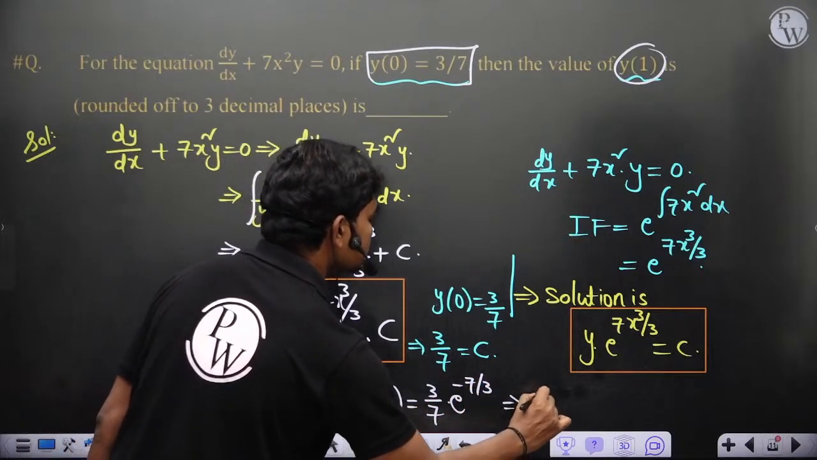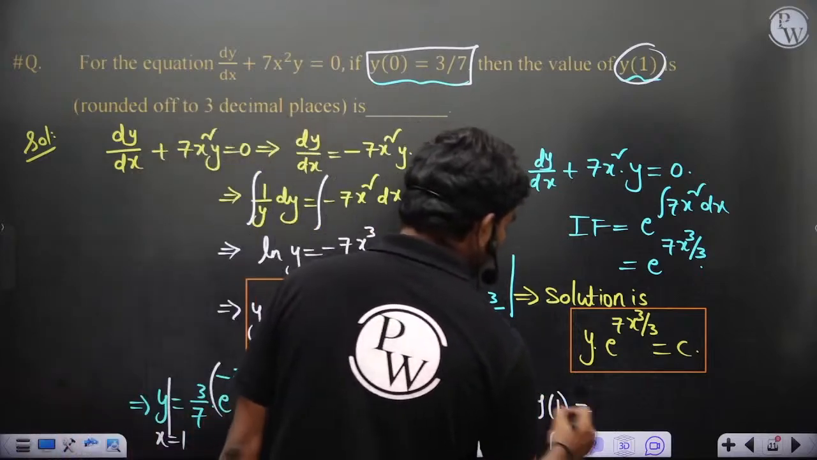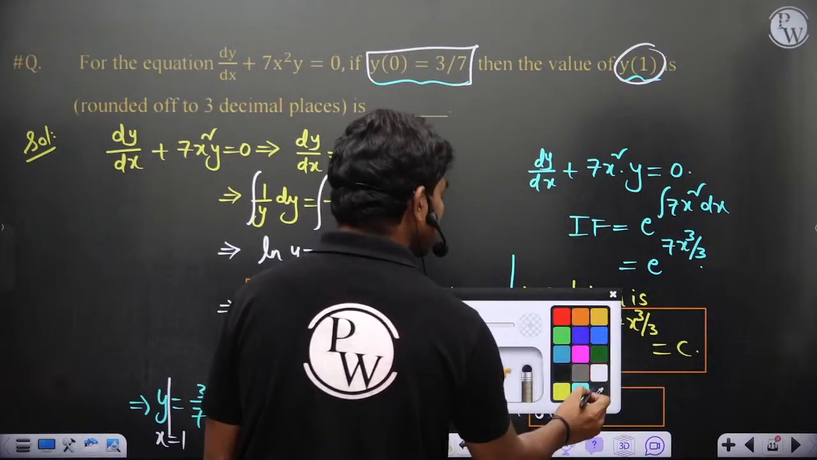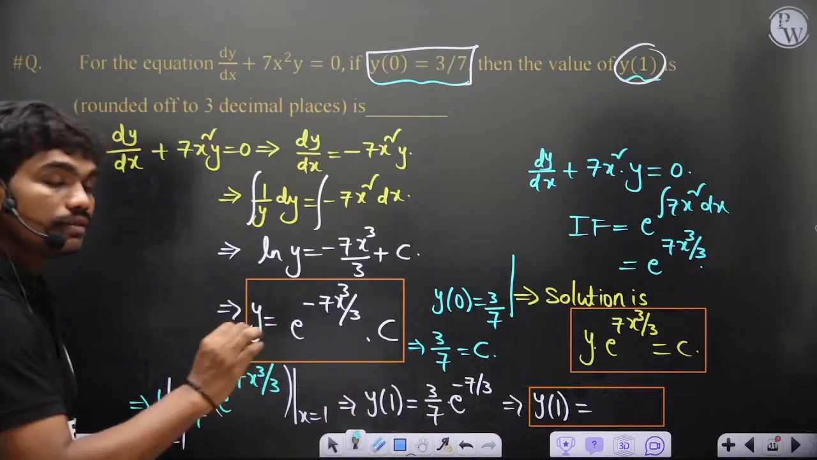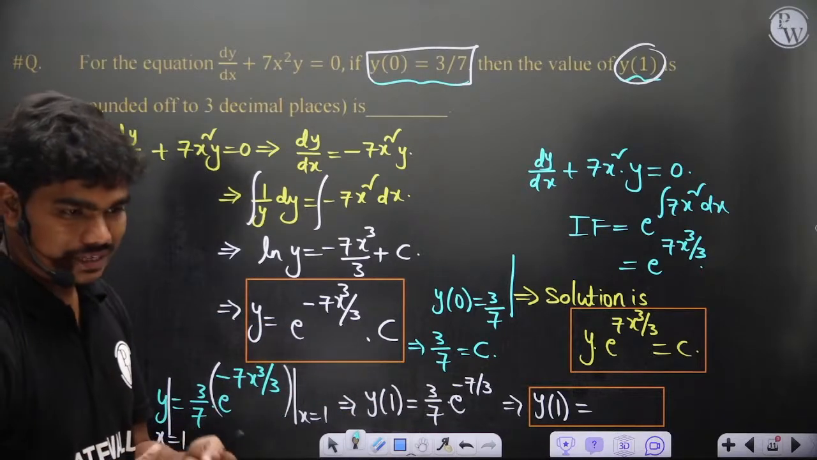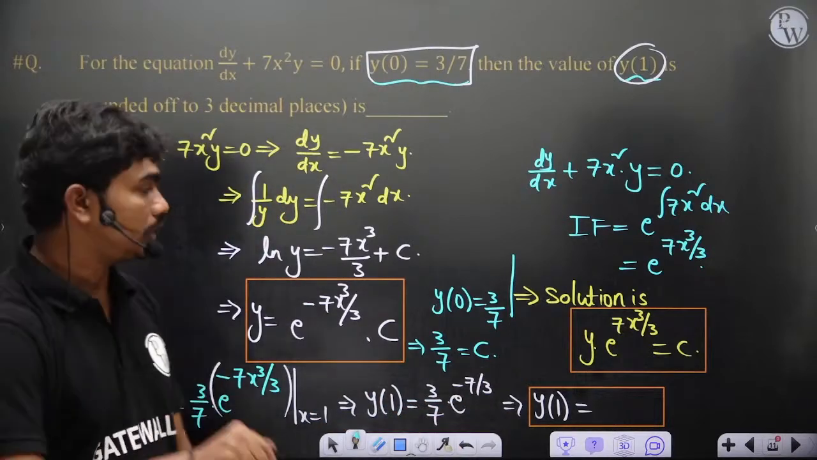So you have to calculate this value and enter up to 3 decimals. Okay, so you can enter up to 3 decimals. Let's check the value: 3 by 7 into exponential of minus 7 by 3. The reason why many of you are getting different answers is that the calculation of this minus 7 by 3 is wrong in your case. Okay, so let's check it out.